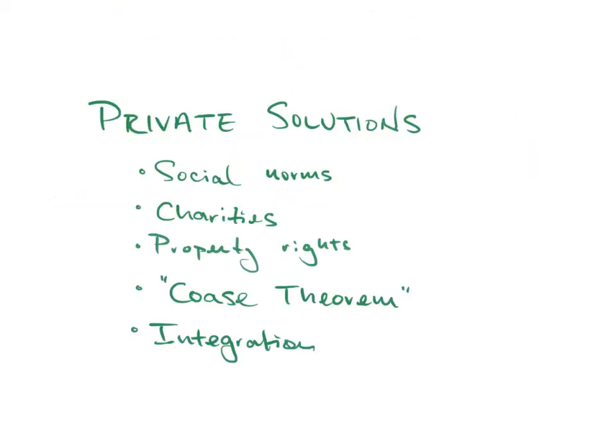Now, those are government options for intervening in externalities. There are private solutions as well. So what can we do without the government to reduce negative externalities or encourage positive externalities? One is to try to teach people social norms. What is acceptable behavior? What is unacceptable behavior?